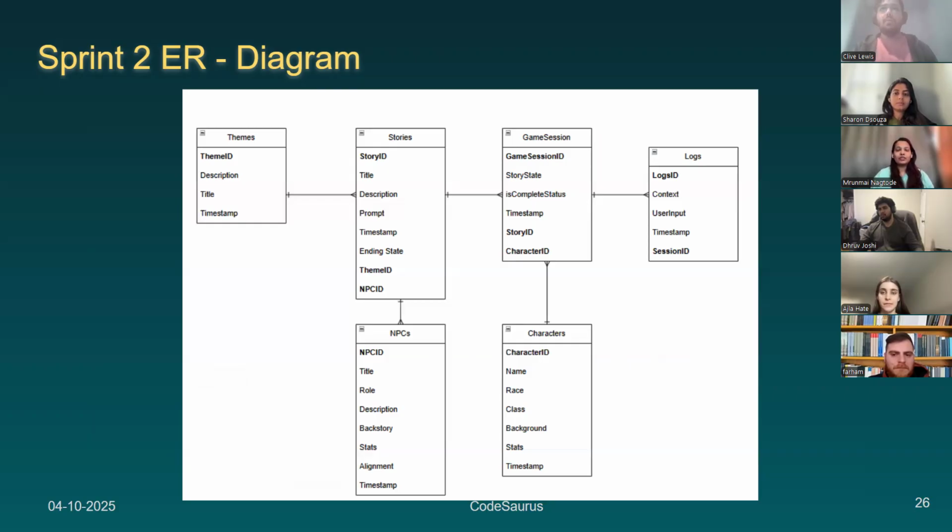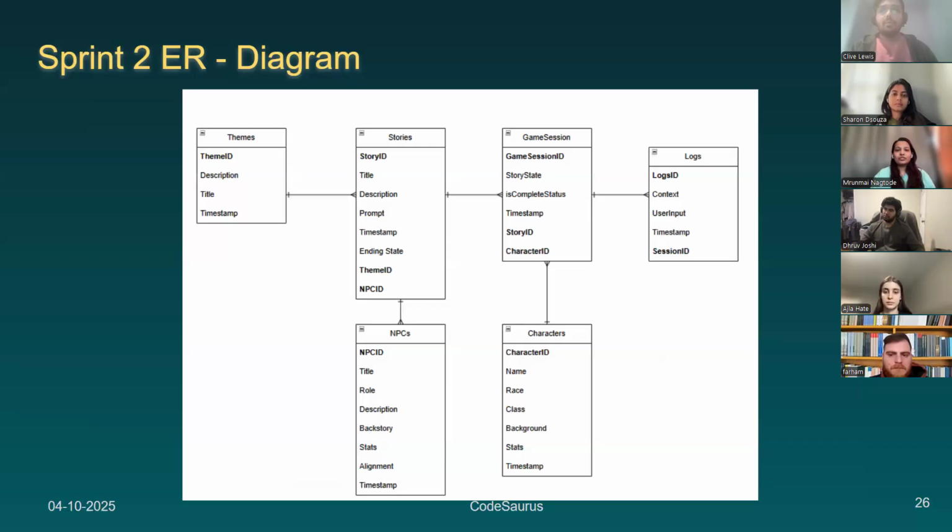The next one is logs, where logs ID is the primary key. Then there's context, user input, timestamp, and session ID, which is the foreign key. Then there's NPCs. The NPC ID is the primary key. Then there's title, role, description, backstory, stats, alignments, and timestamp. Then there's characters. In that, there's character ID, which is the primary key, name, race, class, background, stats, and timestamp.